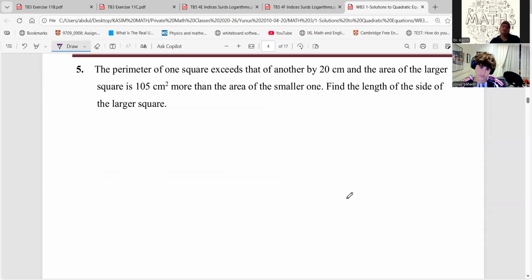Okay. Next question. The perimeter of one square exceeds that of another by 20 centimeters, and the area of the larger square is 105 centimeters more than the area of the smaller one. Find the length of the side of the larger square.